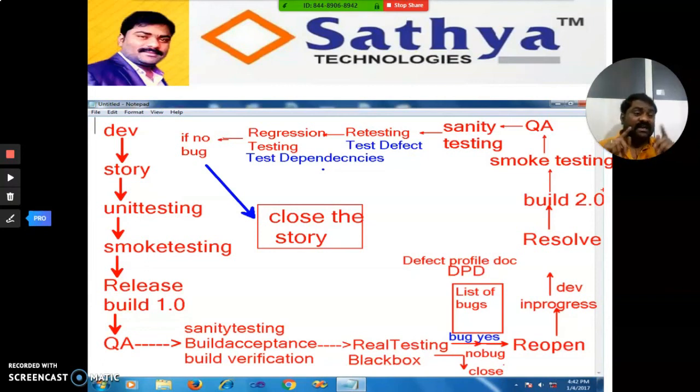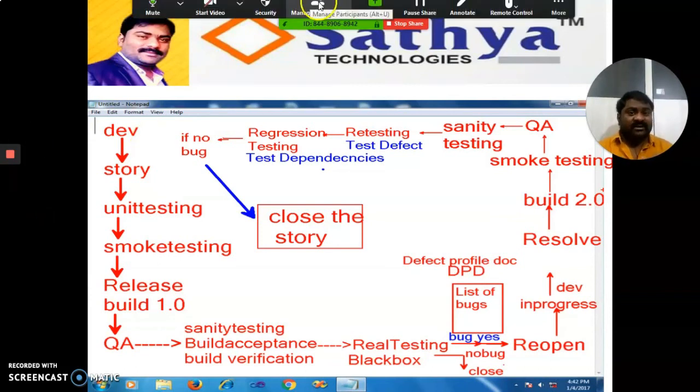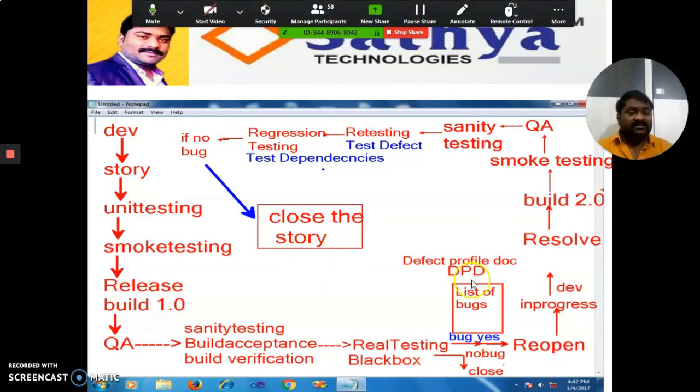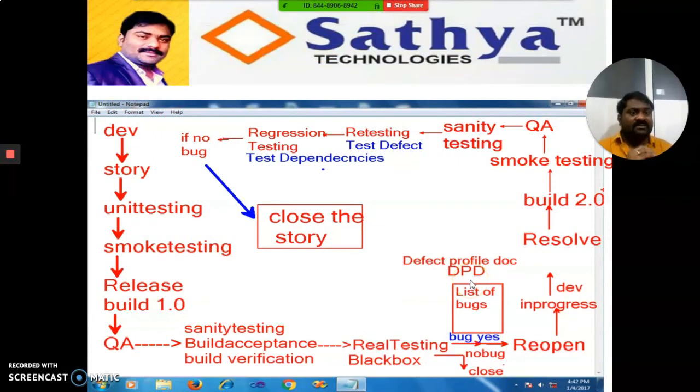Once any bugs are available after doing real testing, the test engineer will keep all the bugs in one document, that is DPD, defect profile document. It is a document which consists of the list of bugs. All the bugs that are identified by the test engineer will be documented in one document. The name of the document is DPD, defect profile document. If any bugs are available, all the bugs are listed in this document. If there is no bug, then the test engineer will close the story.